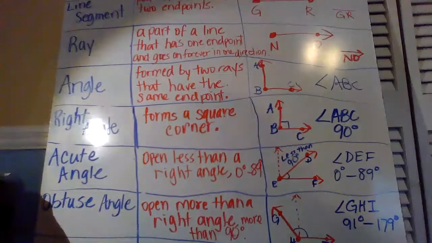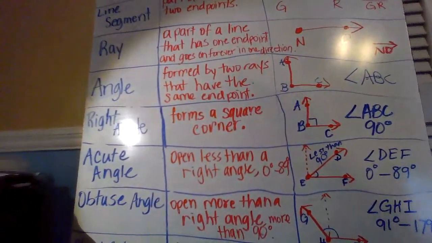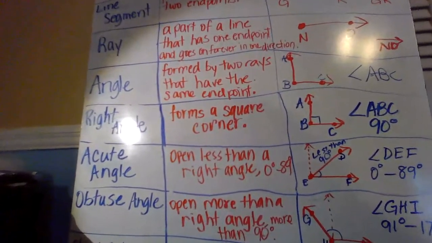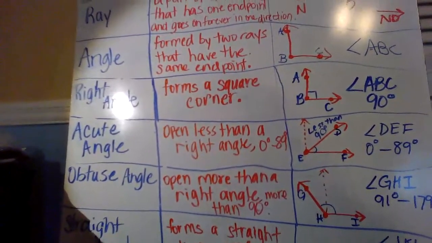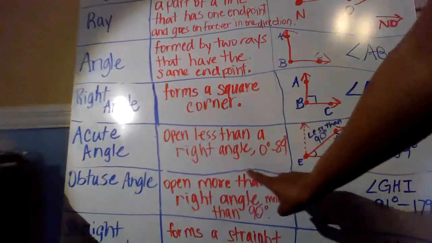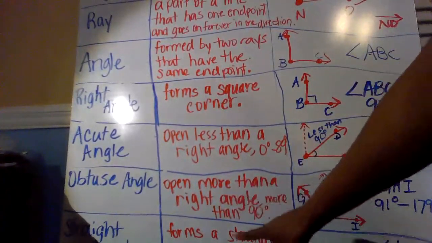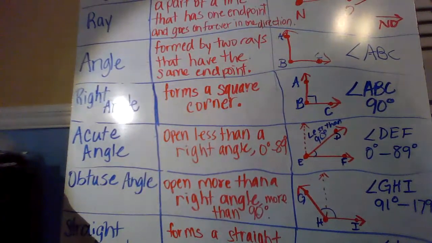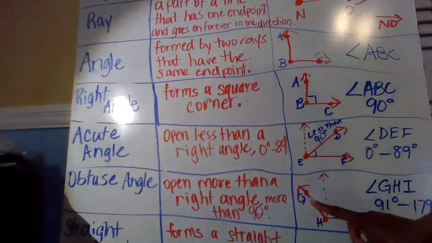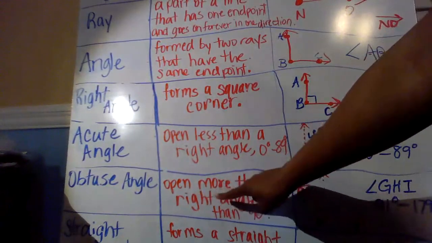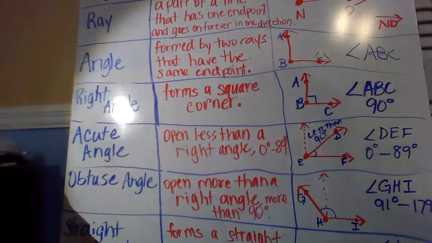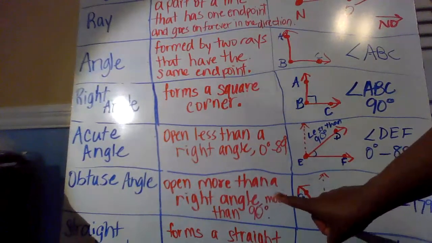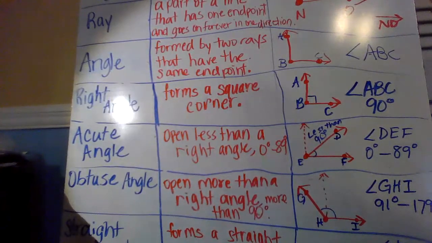All right, the next one is obtuse, an obtuse angle. An obtuse angle, let me move this down. An obtuse angle is open more than a right angle, and it's more than 90 degrees. So that means it's anywhere from 91 degrees to 179 degrees. The reason why we stop at 179 degrees is because a straight line is 180 degrees. And if it happens to get to 180 degrees, then it's no longer an obtuse angle. It's called a straight line or a straight angle from there. So if you need to pause to write this down, go for it. This is an obtuse angle.